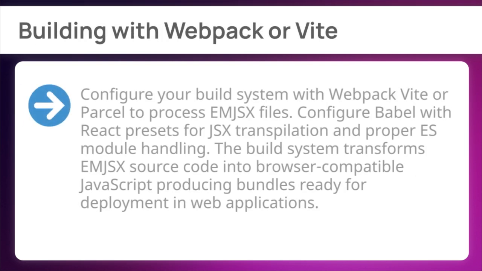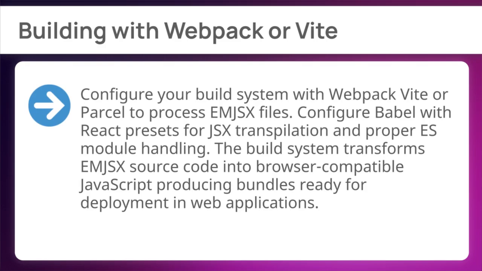Next, building with Webpack or Vite. Configure your build system with Webpack, Vite, or Parcel to process EMJSX files. Configure Babel with React presets for JSX transpilation and proper ES module handling. The build system transforms EMJSX source code into browser-compatible JavaScript, producing bundles ready for deployment in web applications.